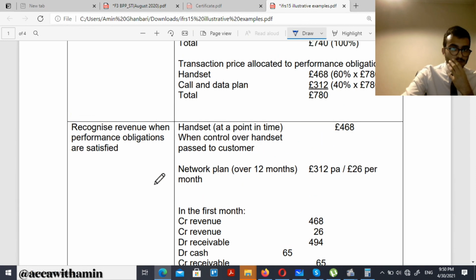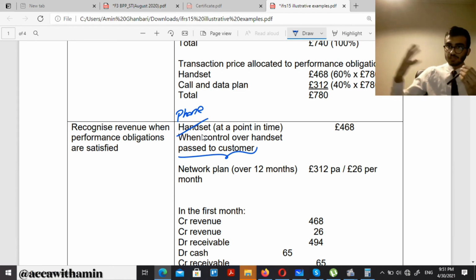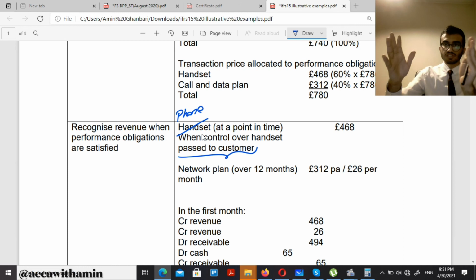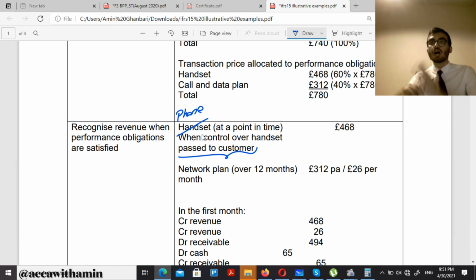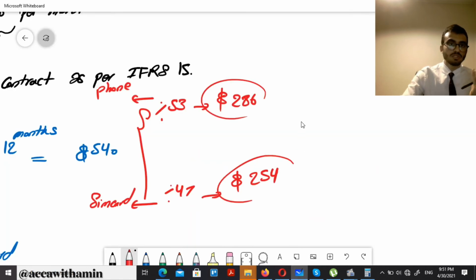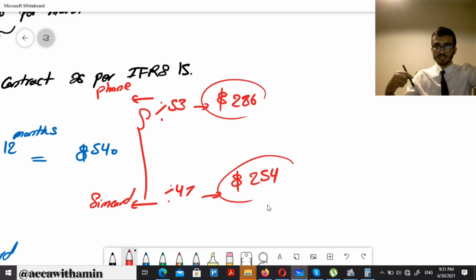When to recognize this. For the handset or the mobile phone, in our example, it was phone. At the point when control over the handset passed to the customer, when I have transferred the control of the asset, it means that when I transfer the title deed of the asset to the person, I call it the customer. That's the moment I can recognize the revenue of $286 in my books. When I make sure that all the risks and rewards have been transferred to the customer, he has the full control over the asset he has purchased. This is the time that we can say that we have satisfied all our obligations, and then we can recognize the revenue.